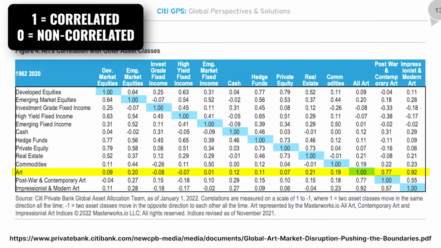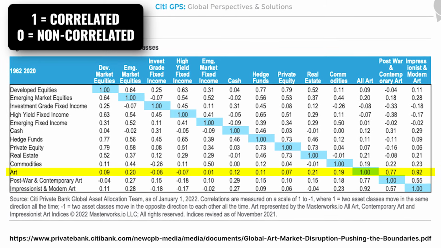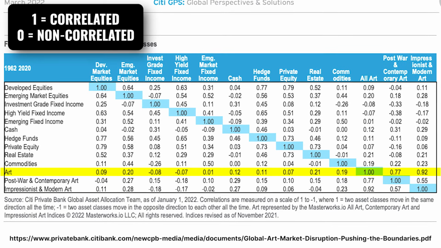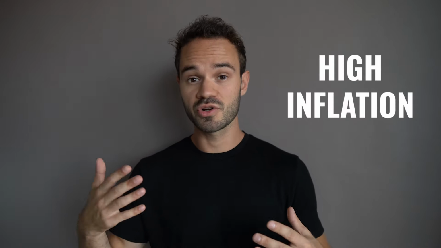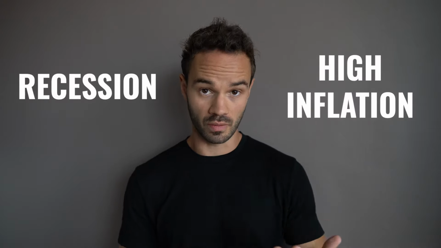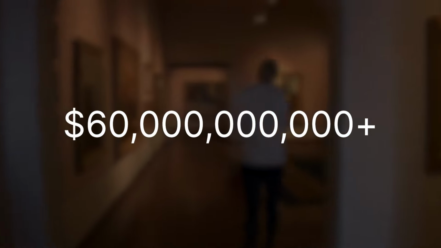And one thing that's very interesting about artwork as an asset class is that it's not very strongly correlated to the general market or other asset classes. So historically, this has meant that artwork is a pretty decent investment during periods of high inflation or even during a recession because it doesn't correlate to the overall market. Artwork is also a $60+ billion market globally, and it's continuing to grow.